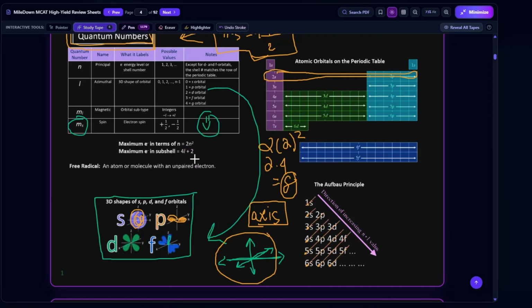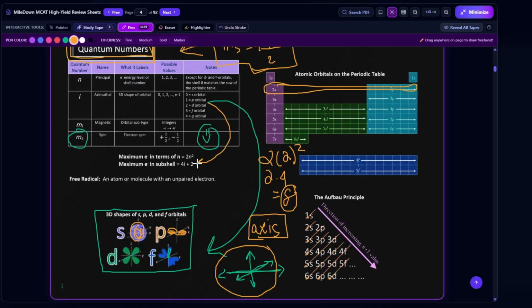And then for this formula, you would use this when you know the azimuthal number, so L. If you are given L, then you can substitute L into here. So let's say L equals 1. Then you substitute into 4L plus 2: L is equal to 1, so 4 plus 2 is just 6, right? So that gives you 6. What it tells you is that there can be a maximum of 6 electrons in the subshell L equals 1, which is the p orbital, right?